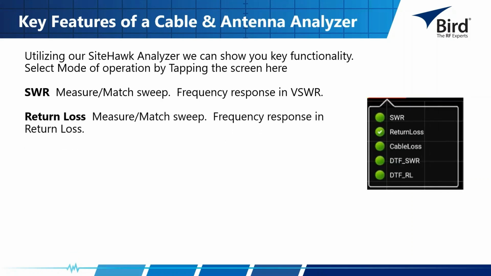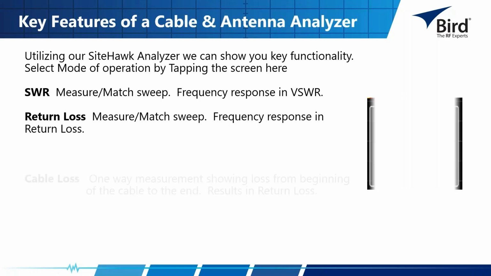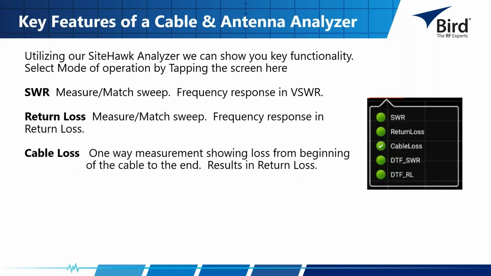The next one down would be return loss. This also is a measure match sweep, and you will get your frequency response in return loss. The next selection down is cable loss. This is a one-way measurement showing the loss of power from the beginning of the cable to the end, and you get your results back in return loss.